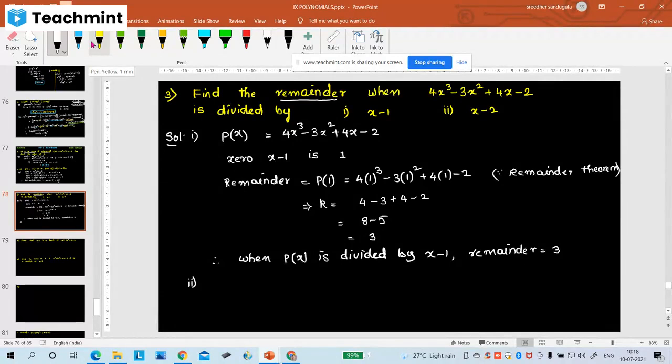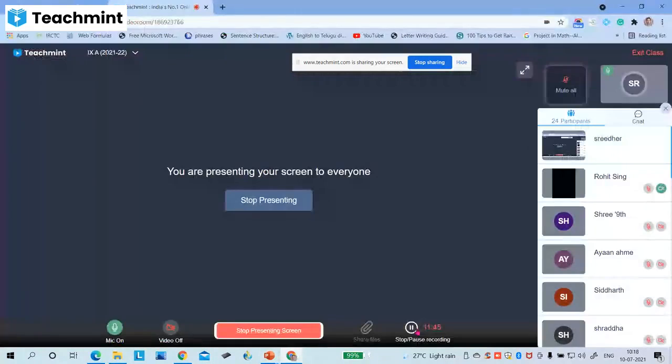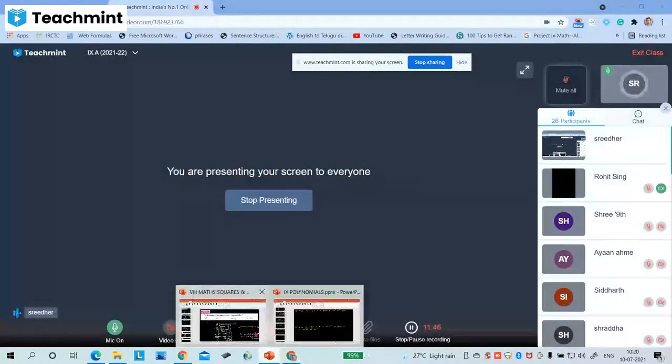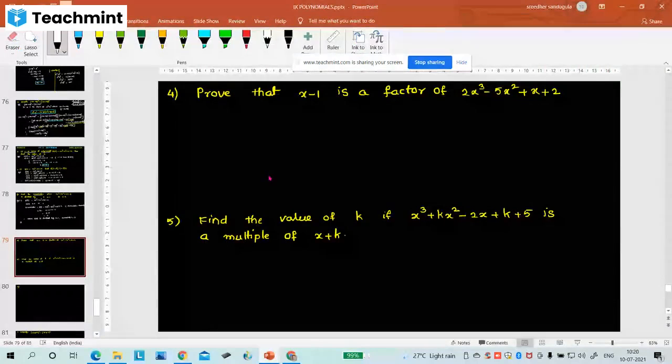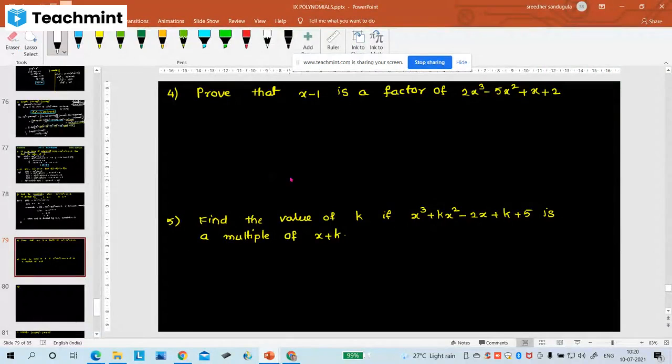Okay, copy this question. Yes, sir. So now the fourth question is: prove that x minus 1 is a factor of 2x cube minus 5x square plus x plus 2. Okay, so this is based on the factor theorem, children. Let us recall what the factor theorem is.